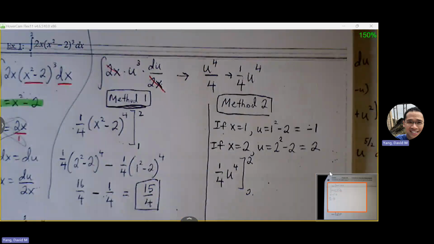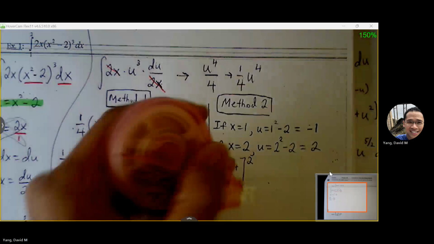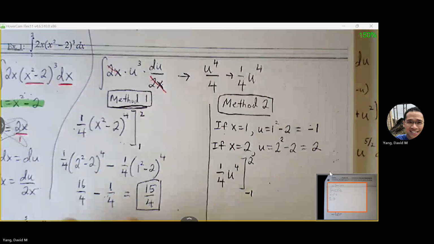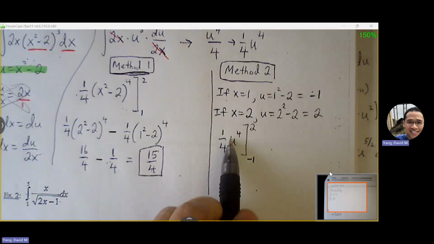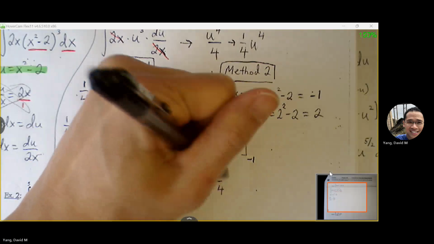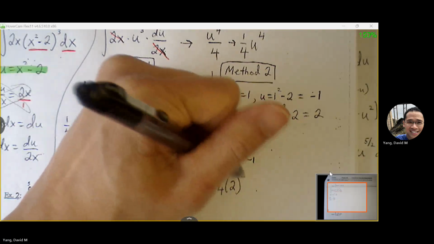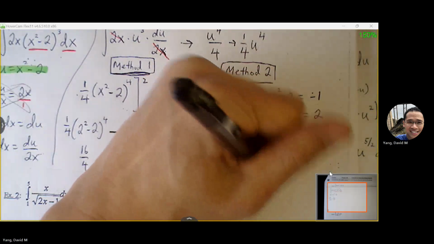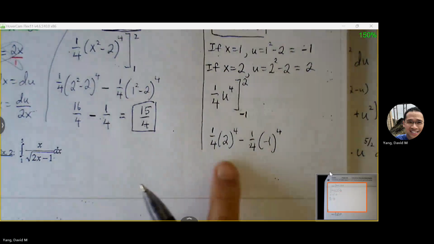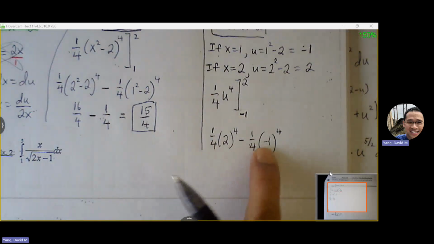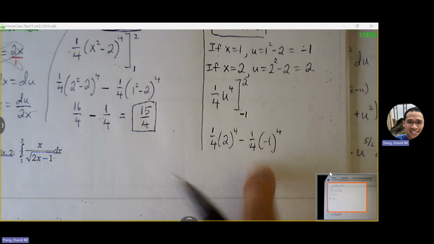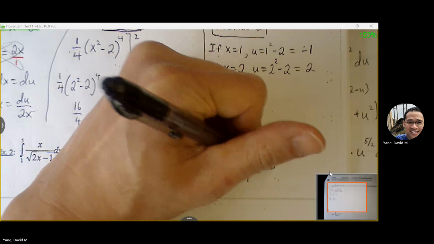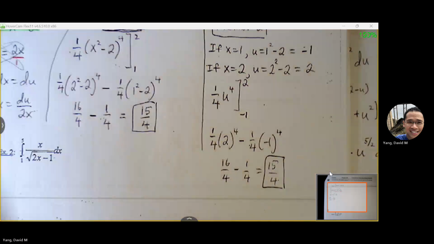Sorry, 2 above. Upper bound first, 2 in for u, then the lower bound. We end up with 16 over 4 minus the negative 1 to the fourth is just 1. So it's minus 1/4. Okay, we get the same answer either way.